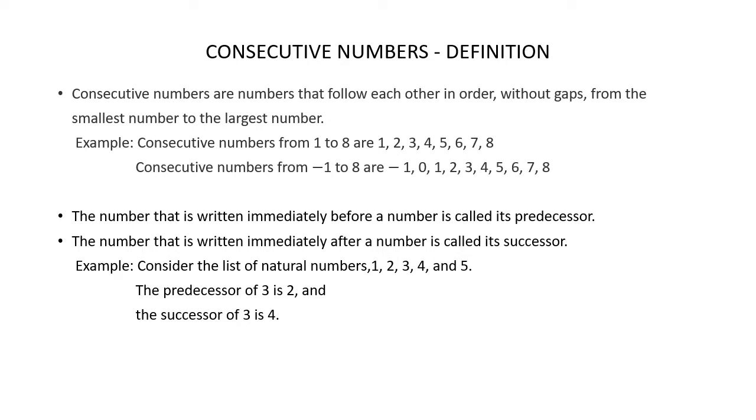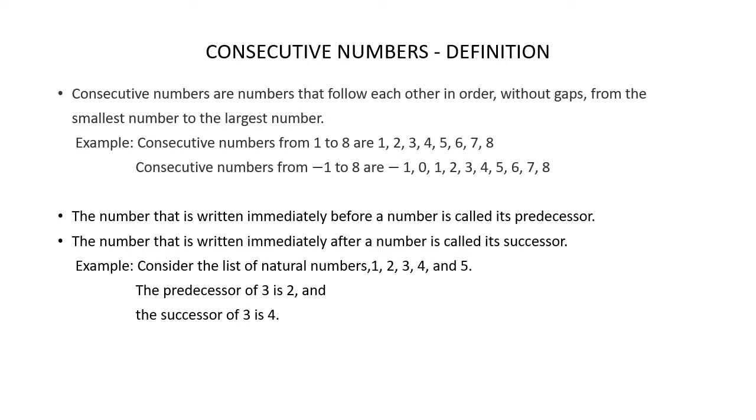Let's understand the definition of consecutive numbers. Consecutive numbers are numbers that follow each other in order without gaps from the smallest number to the largest number. So what does this mean? Consecutive numbers are numbers that follow each other without any gaps, from smallest number to the largest number.